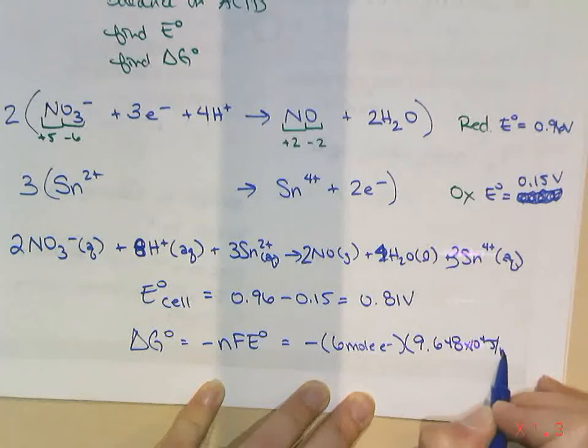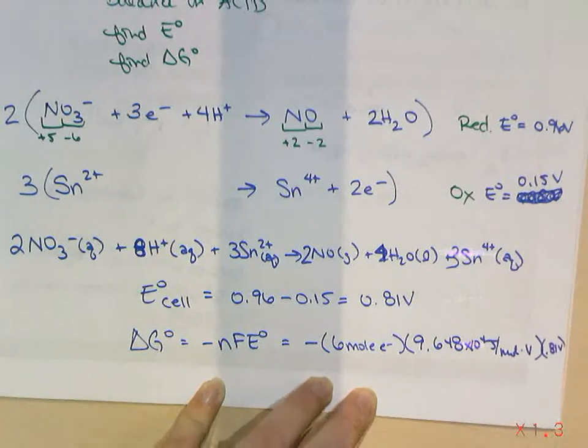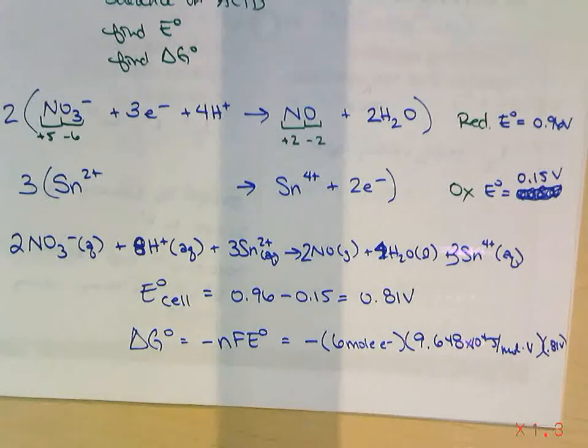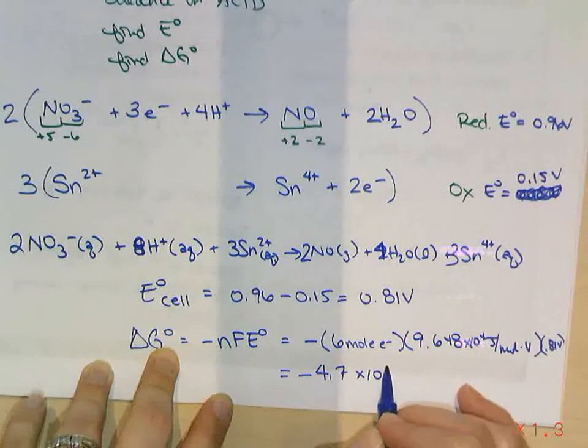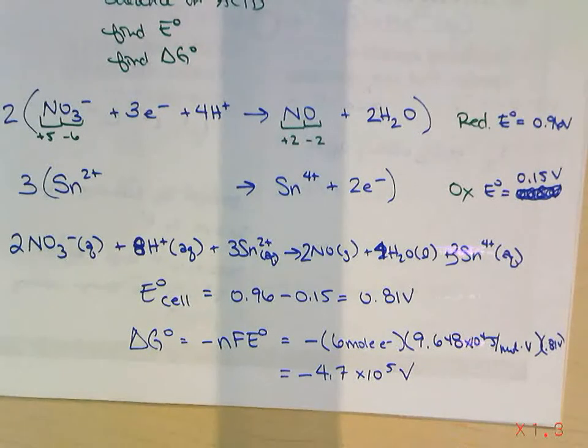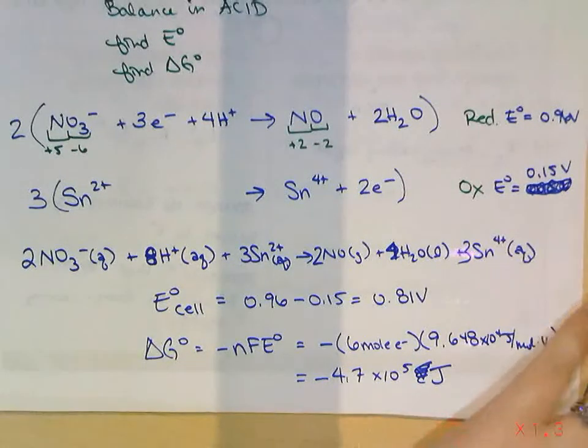Ran out of space, 0.81 volts. Poor spacing there. Times 9.648 times. Oh, joules. I was making a check mark. I was like, yes, I'm right. But then it looks like a V. I forgot my joules. I'm so excited.